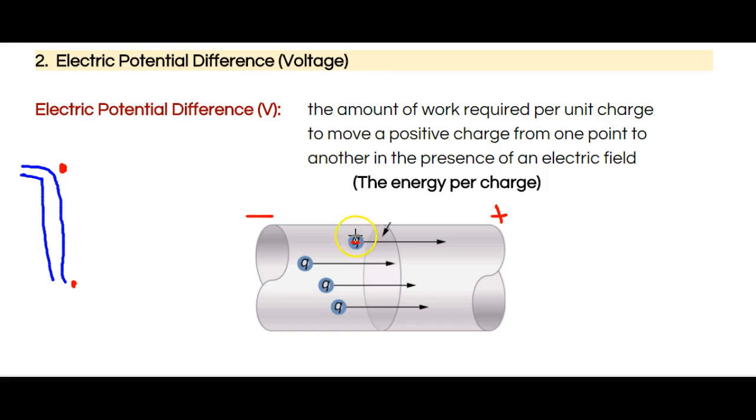So for example, this electron, or this charge right here, if I were to hold it, has the potential to move towards the positive terminal. And so we can describe that in terms of how much work, how much energy per unit charge, would be required to hold it away.